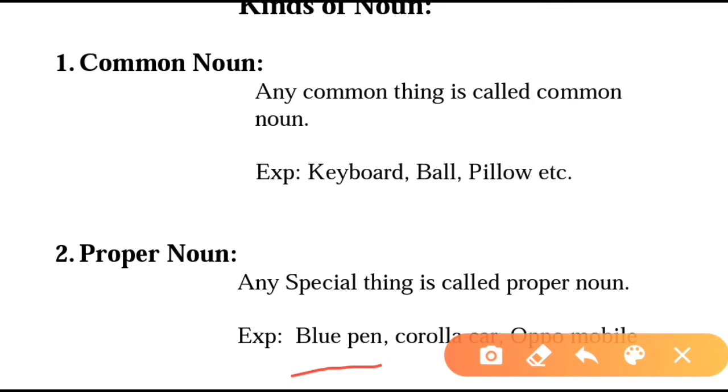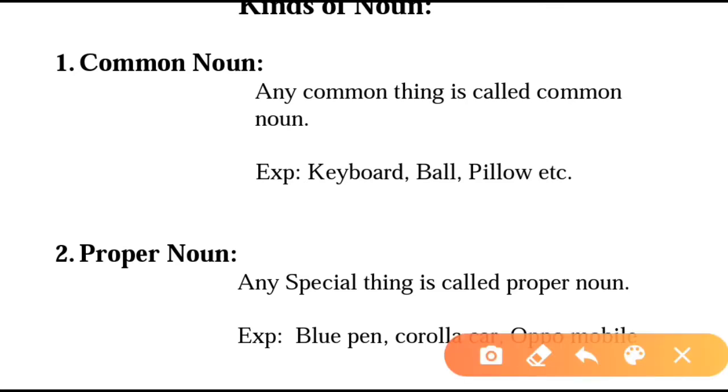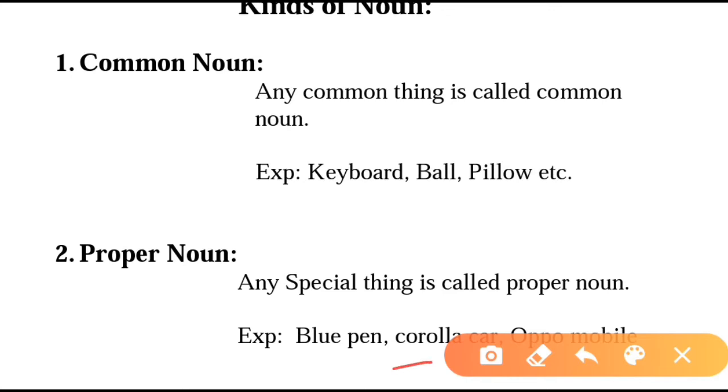So now, as we know, there are a lot of pens, but when you are adding a word blue, when you are adding a color, it is going to be proper noun. So now blue pen, it is a proper noun. When you're talking about pens, it is common noun. Same is the case here. Corolla car, so car is a common noun. When you're talking about a company, you can see the Corolla car. So now you are adding a name of company in front of it, which is Corolla.